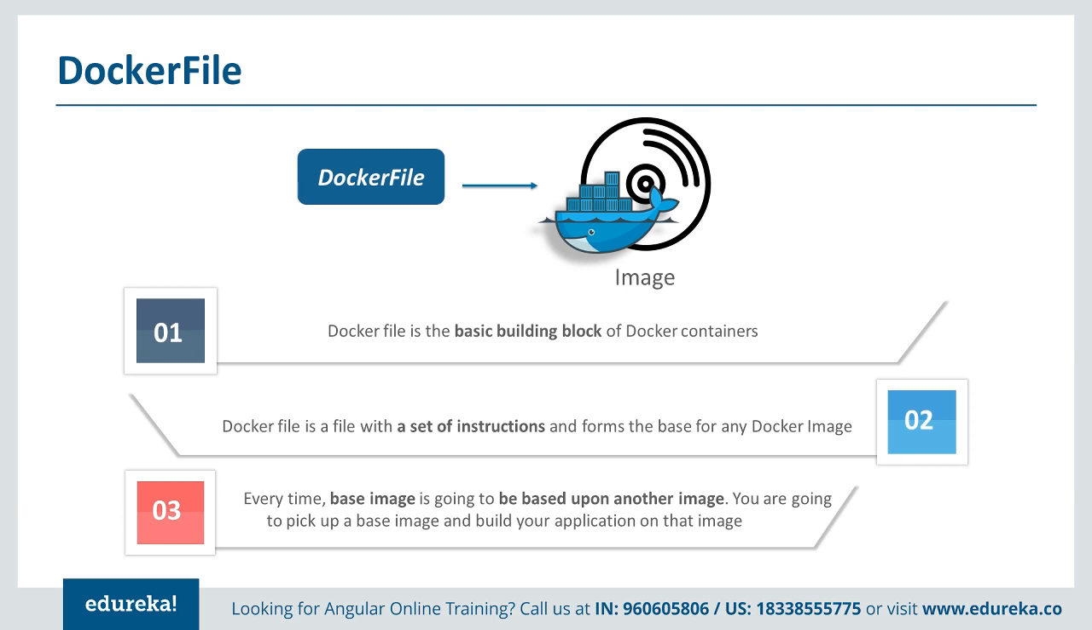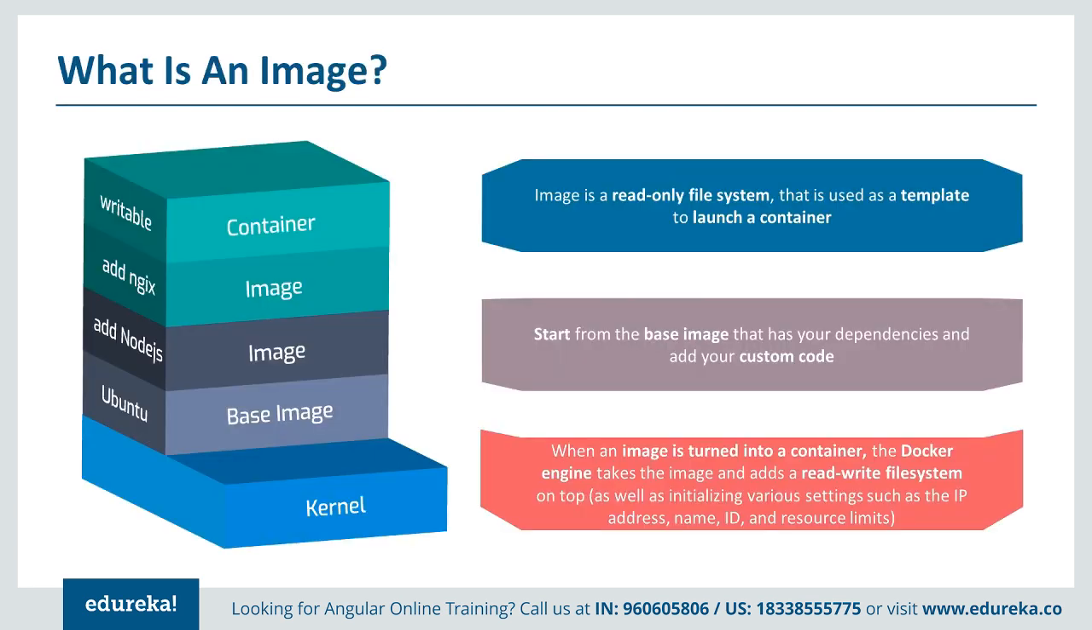A Dockerfile is a file with a set of instructions and forms the base for any Docker image. Every time, a base image is going to be based upon another image. You are going to pick up a base image and build your application on that image. So we will take some base image and start building the application. So what is an image? Container, image, base image, kernel, something.